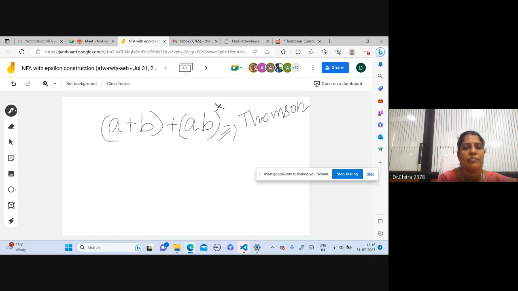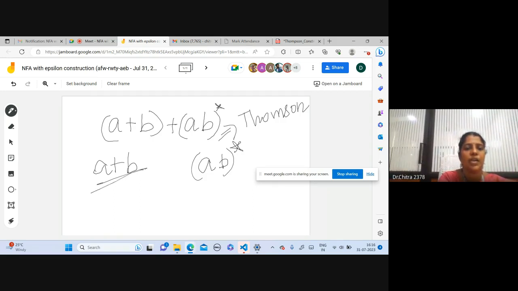What is the first step? First, divide it into the sub-expressions. So I'll divide it into sub-expressions: A plus B, and another sub-expression is AB the whole star. Draw the NFA for each and every sub-expression separately. The first one is A plus B, and the other is AB the whole star.